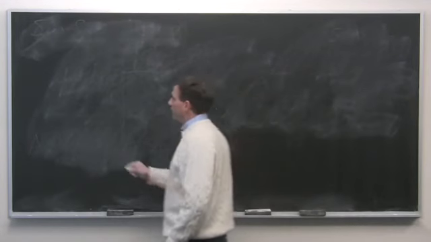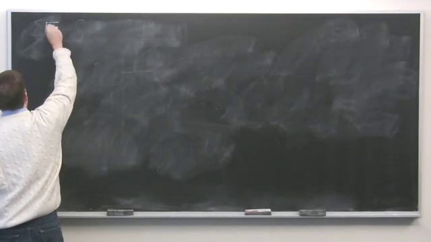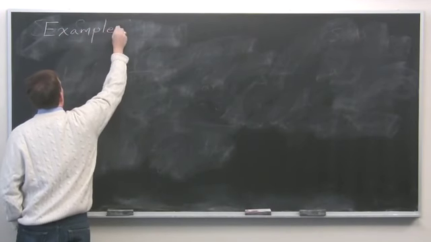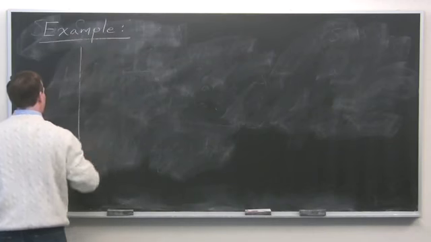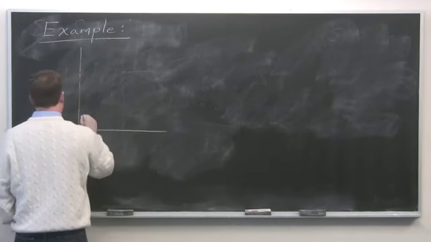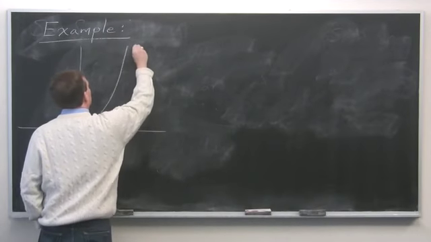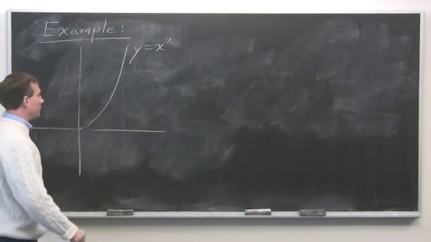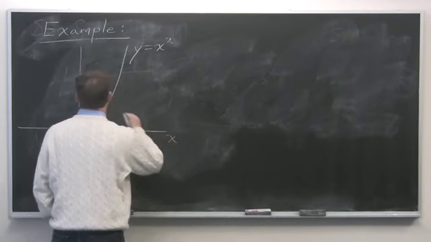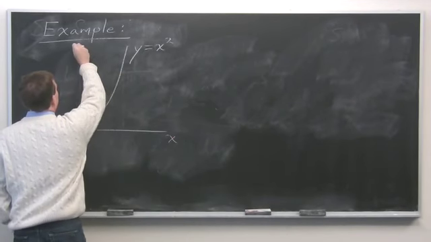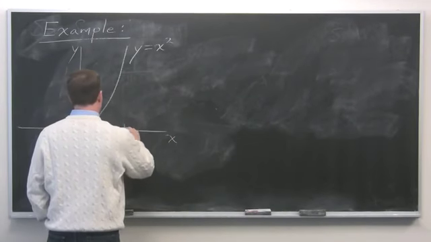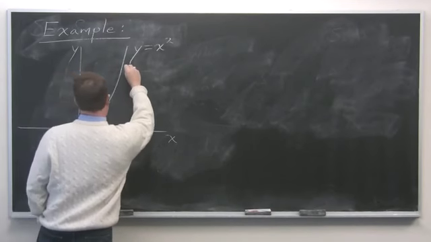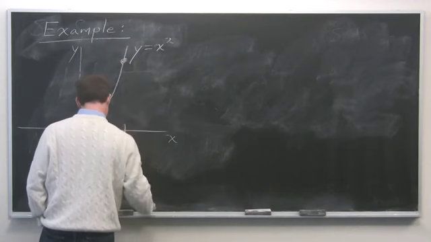So another example. Let's take y equals x squared, so your most basic parabola, but only the part in the first quadrant. And let's go from 0 to 2. So we'll take this part of the curve.